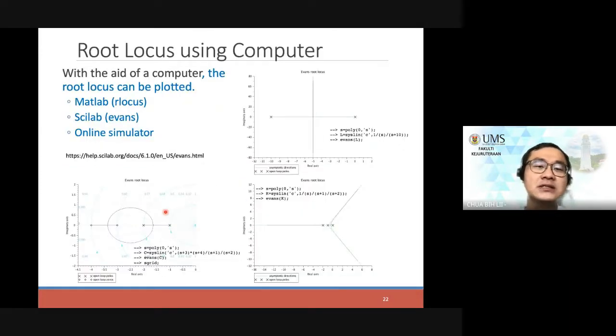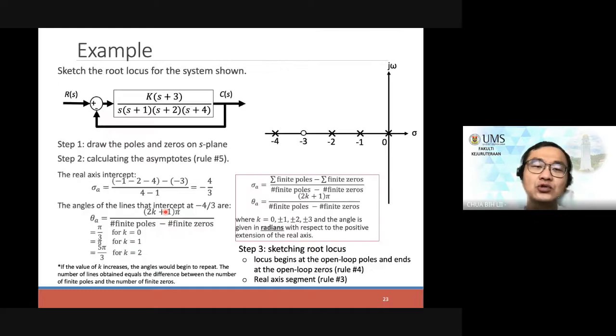Today we will go through an example to see how we can actually apply all these 5 points to quickly sketch a root locus for this particular system, right? For sure, when we see this is a closed loop transfer function, first thing first, plot the poles and zeros. So draw your real axis and the imaginary axis, label them properly, real axis, imaginary axis. Then from there, what we can do is identify all the poles and zeros, right?